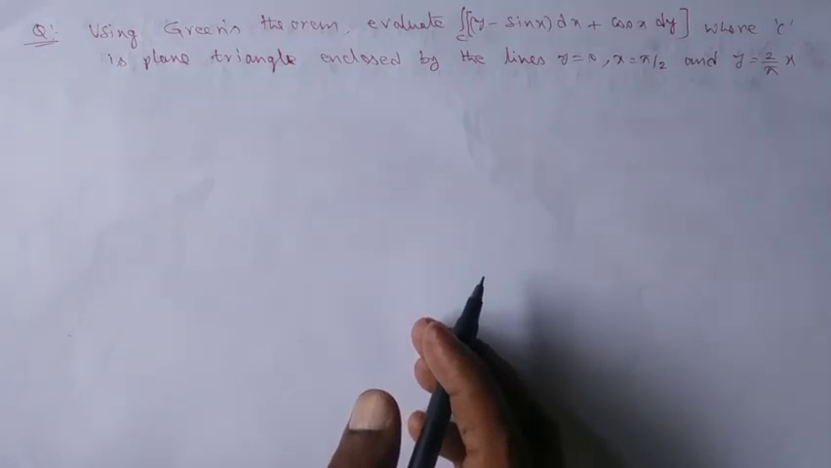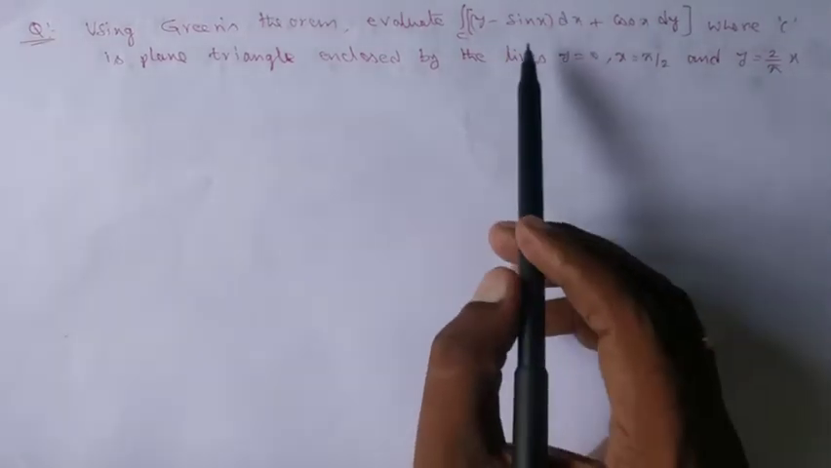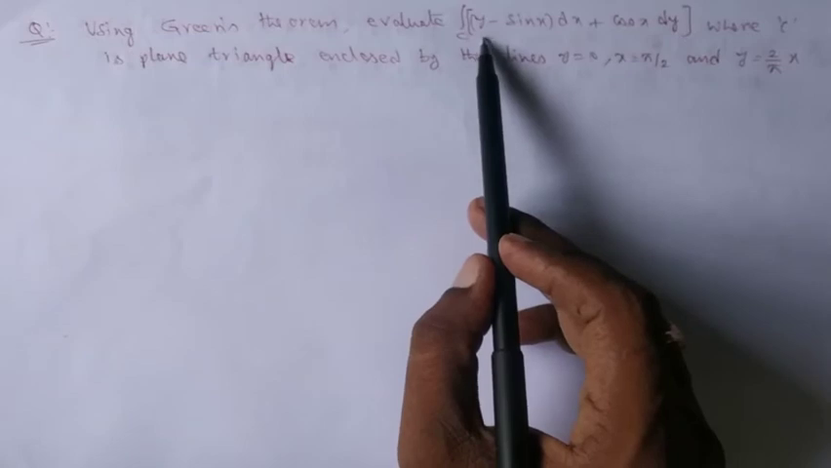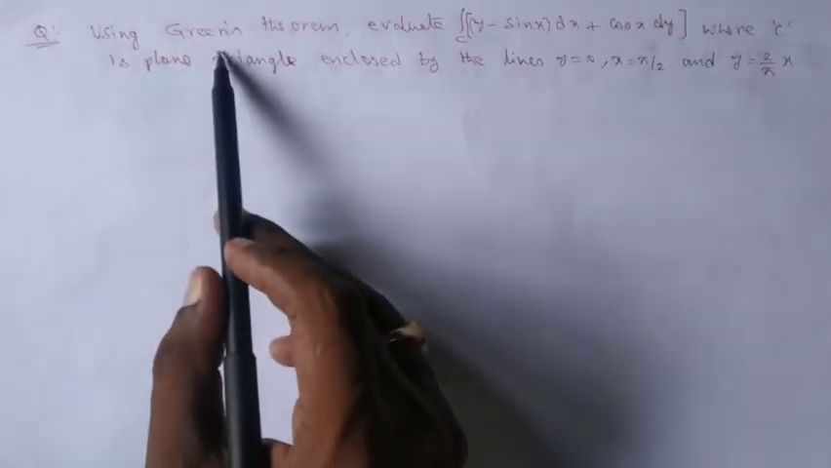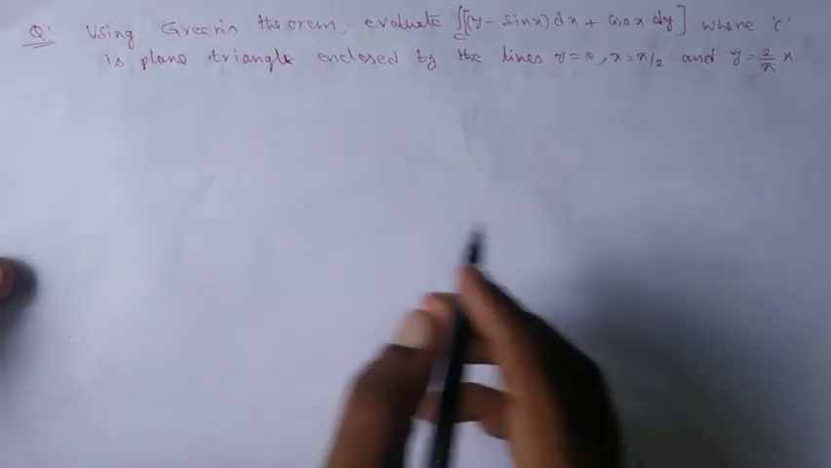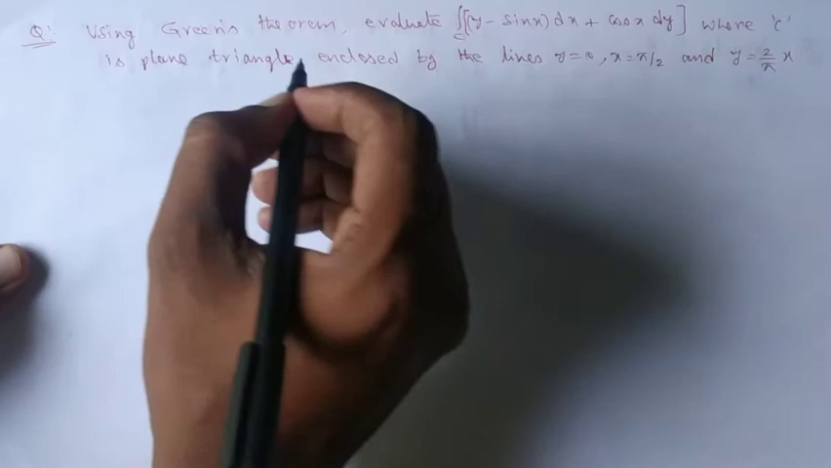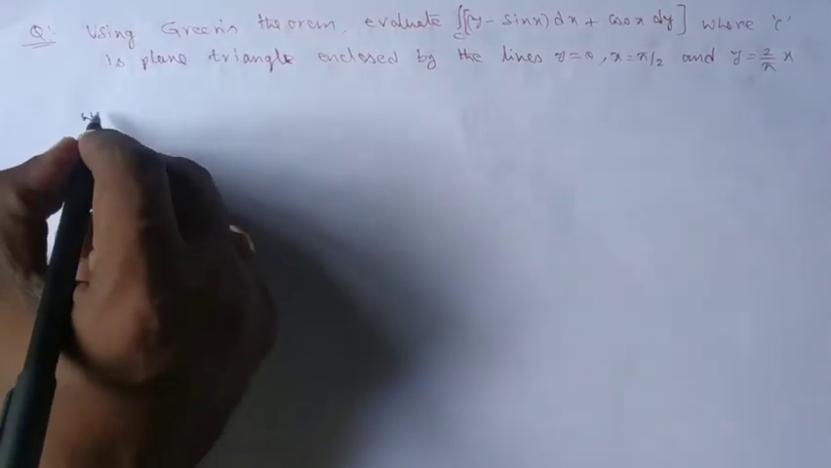But here we need not verify the theorem, we have to use the theorem to evaluate this integration. Means we have to convert this line integral into corresponding surface integration with the help of Green's theorem statements, then you can evaluate that integral value. So I just write what Green's theorem is. Every time you should write the Green's theorem statements while you are doing these problems.